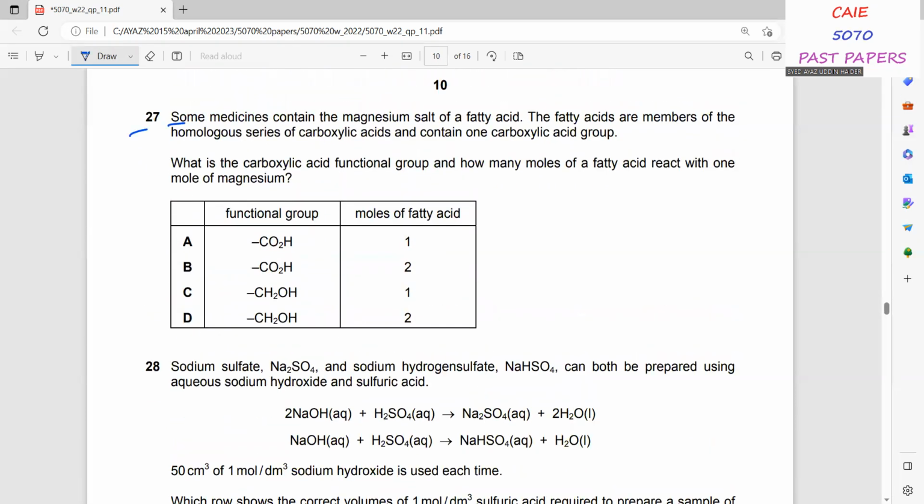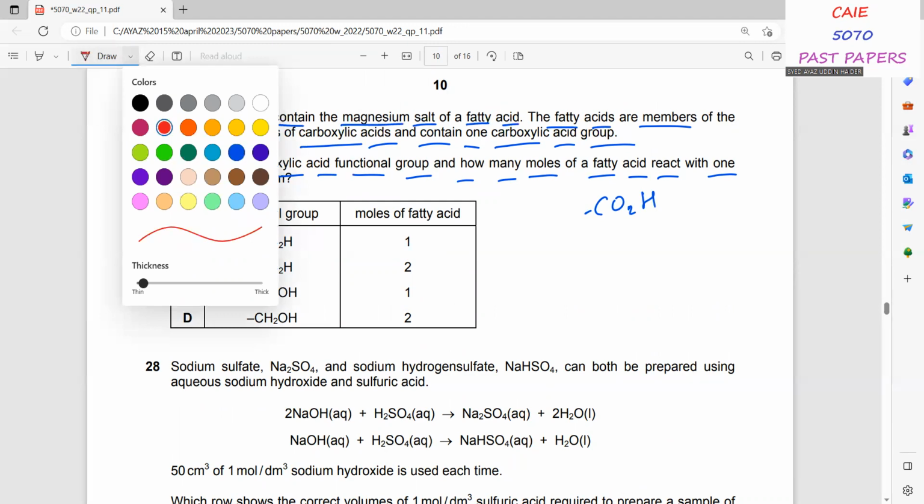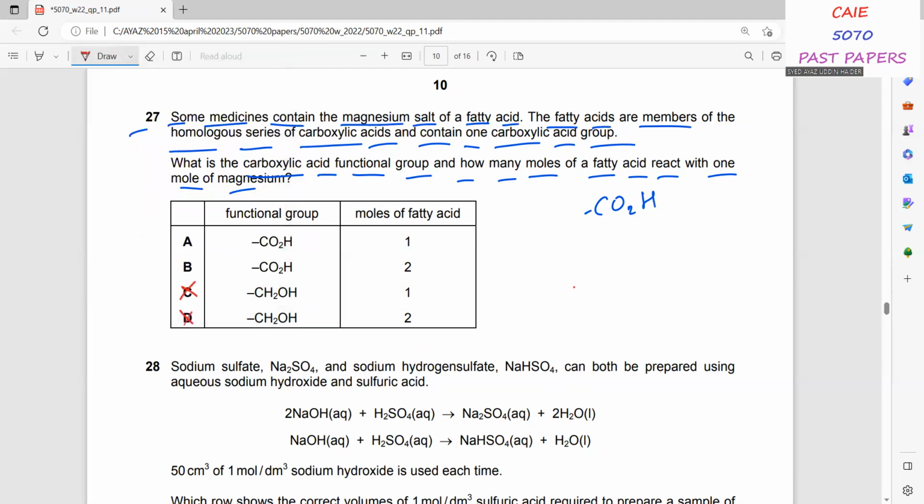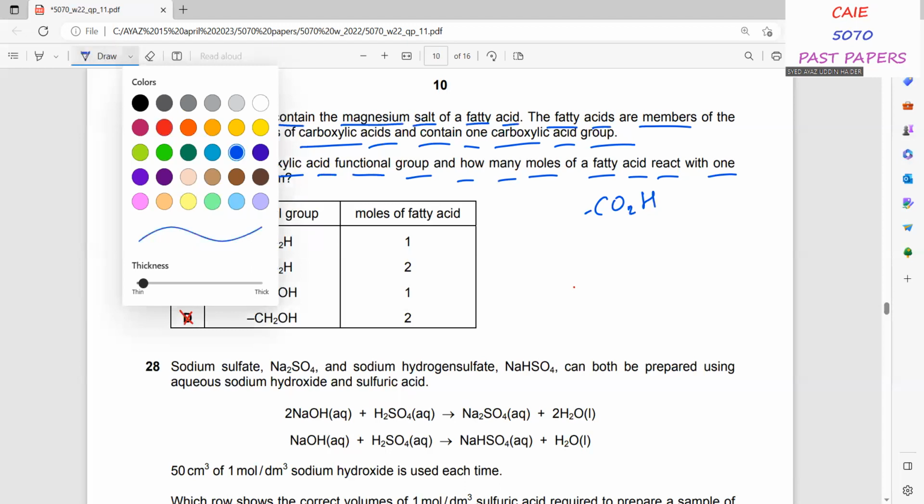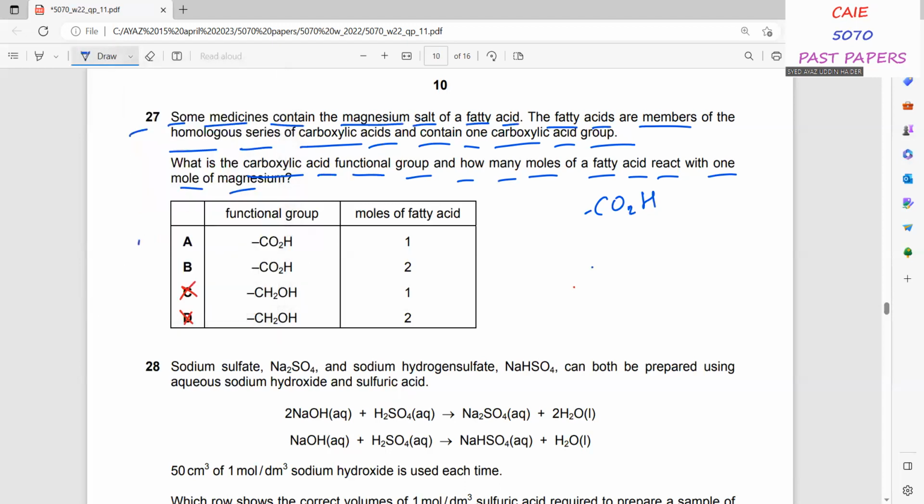Number 27, some medicines contain the magnesium salt of a fatty acid. The fatty acids are members of the homologous series of carboxylic acids and contain one carboxylic acid group. What is the carboxylic acid functional group and how many moles of fatty acid react with 1 mole of magnesium? First of all, you should know the functional group of carboxylic acid. It is CO2H. So automatically the choices which will be omitted in this question will be C and D. We are left with A and B. Both A and B is correct.